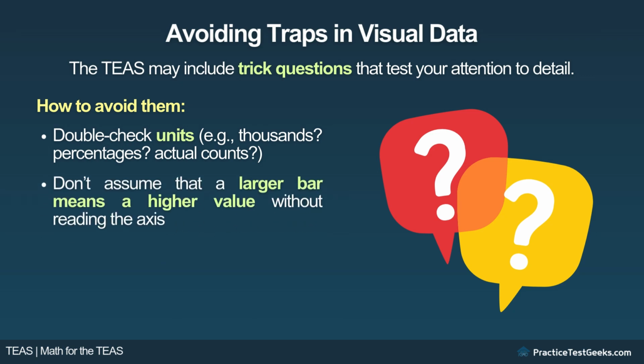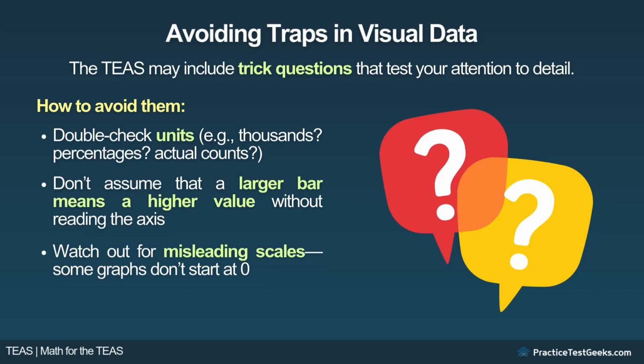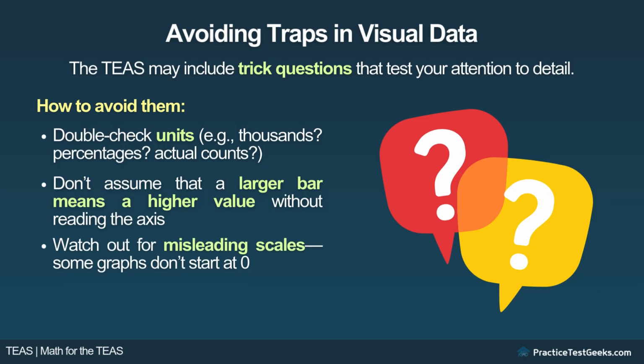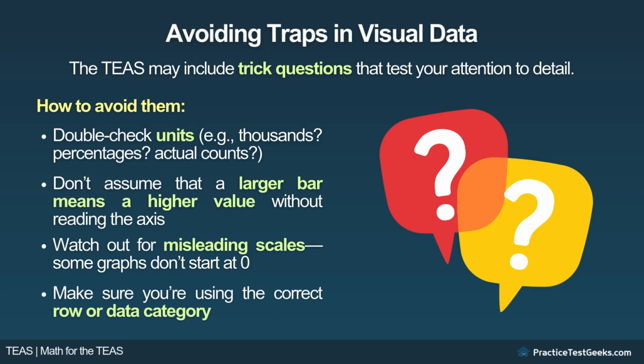Next, don't assume that a taller bar always means a higher number. Always read the y-axis. You may find that the bar just looks bigger because of how the chart is scaled. Also, be careful with misleading scales. Some graphs don't start at 0, which exaggerates small differences. This visual trick can make something seem more dramatic than it really is. Finally, always double-check that you're looking at the correct row or category. It's easy to scan the wrong line or column if you're rushing.